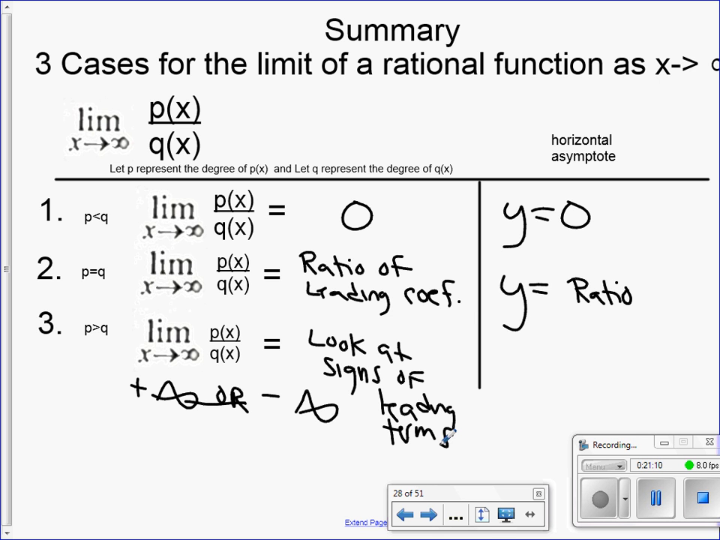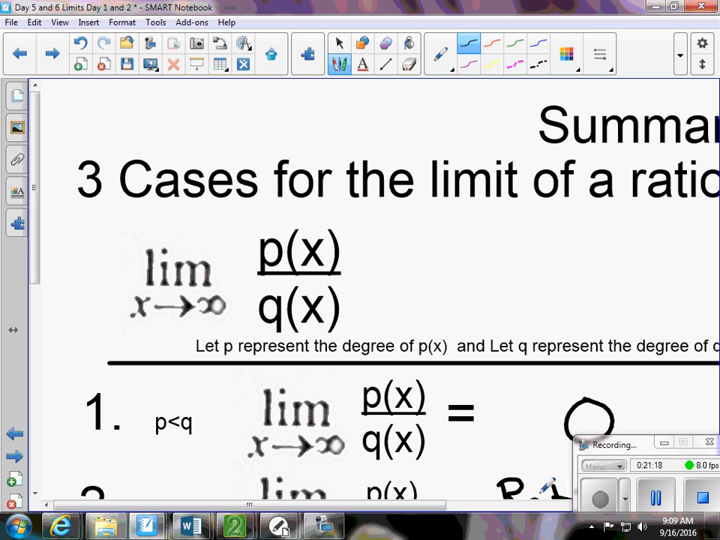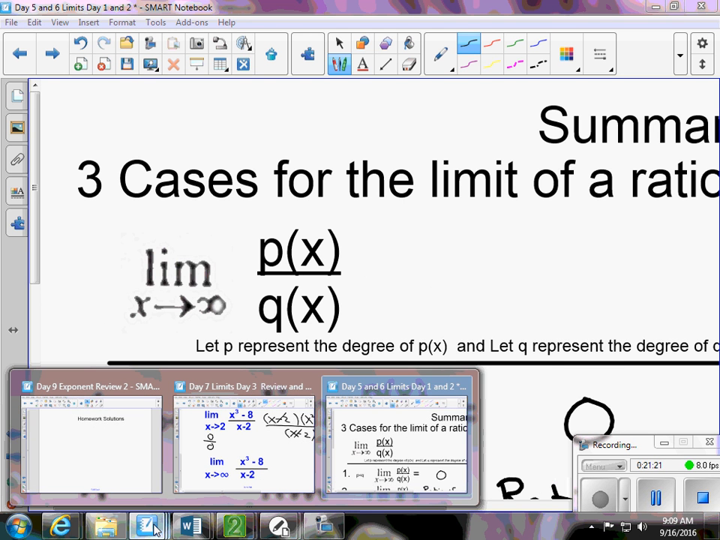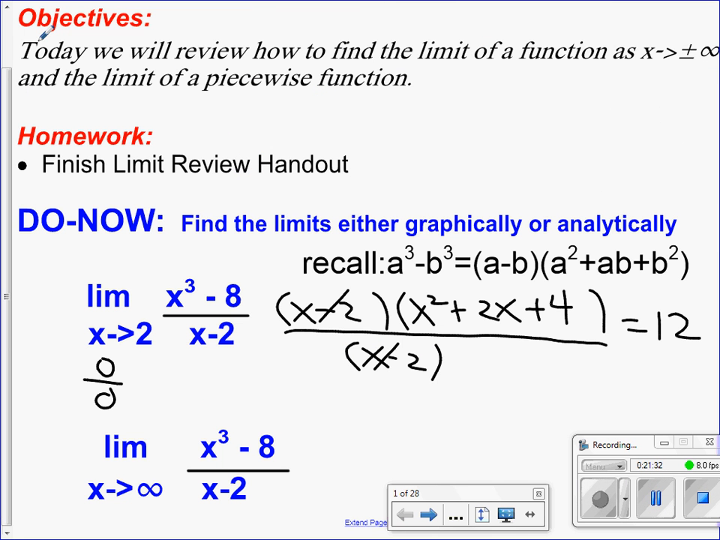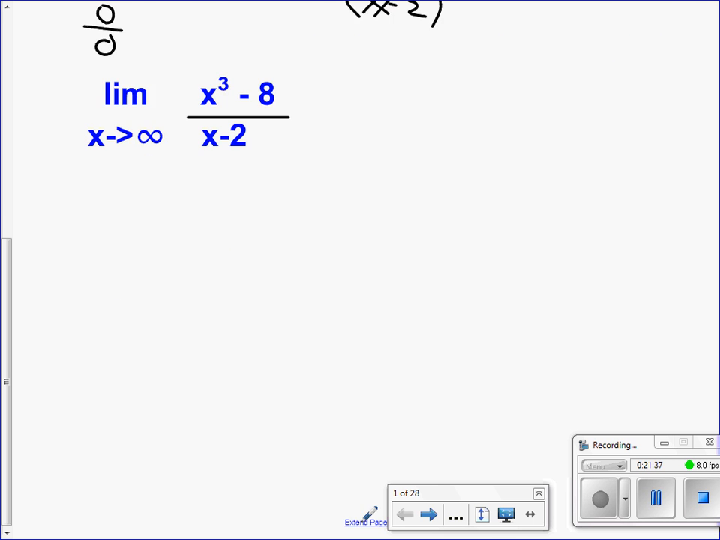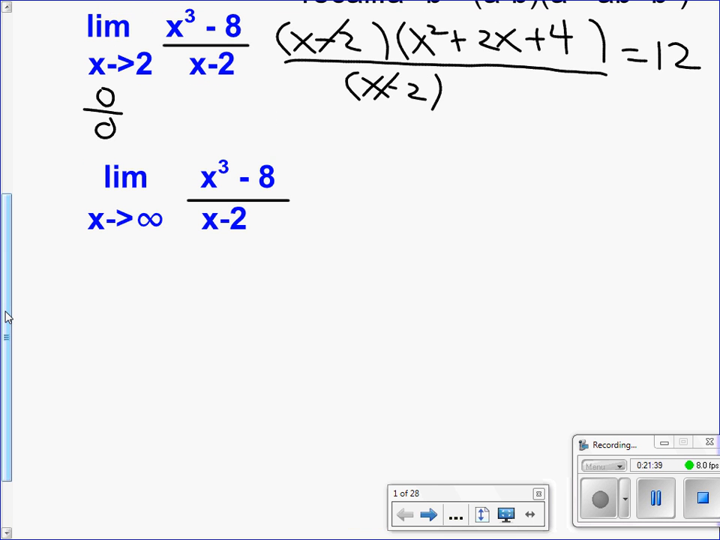Okay. Now we'll get back to today's question. Actually, try the second two now. Then we'll do that. Might as well now. Find the limit of the rational function as x approaches infinity.